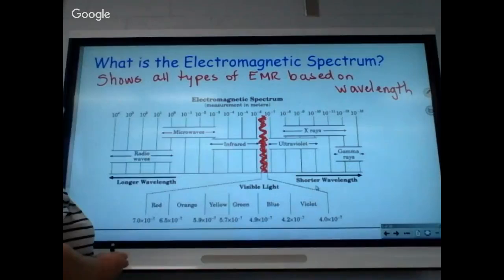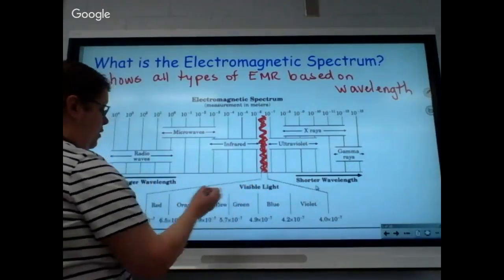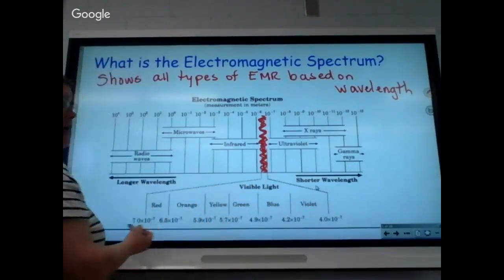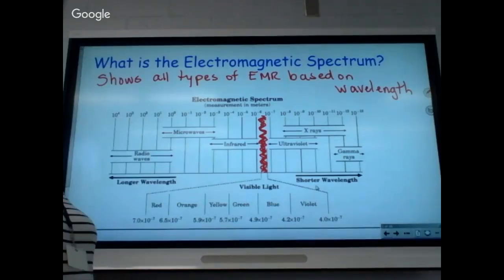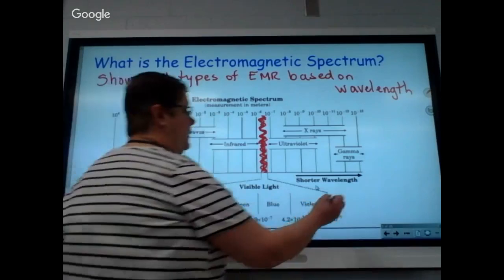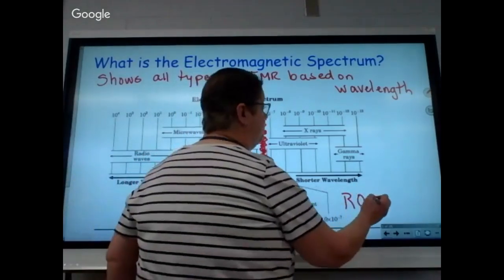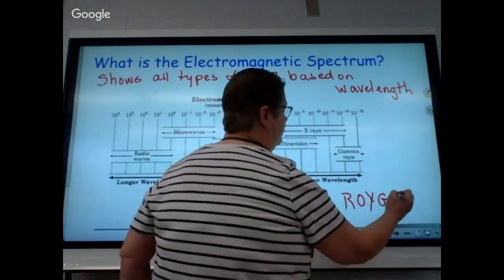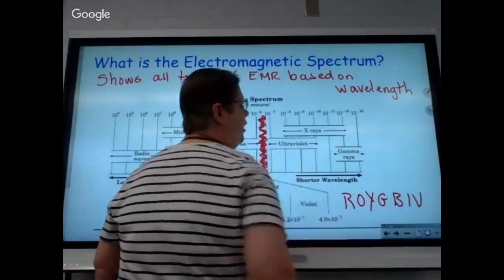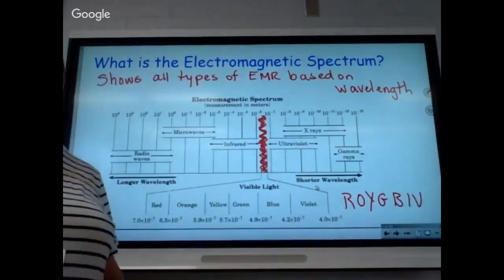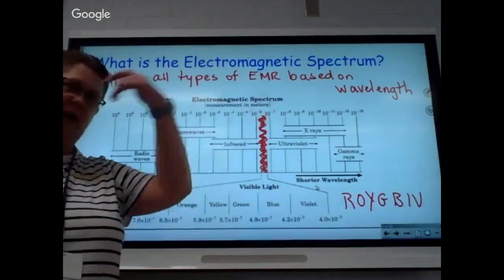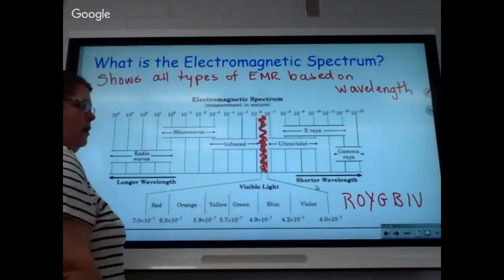Now, they've expanded it at the bottom to show you the colors that you see, and we often call those Roy G. Biv, for those of you who don't know that. That sounds like a rainbow. Red, orange, yellow. That's so you can learn the order of the colors in the rainbow. And I'll talk about that again later. It's in another slide.